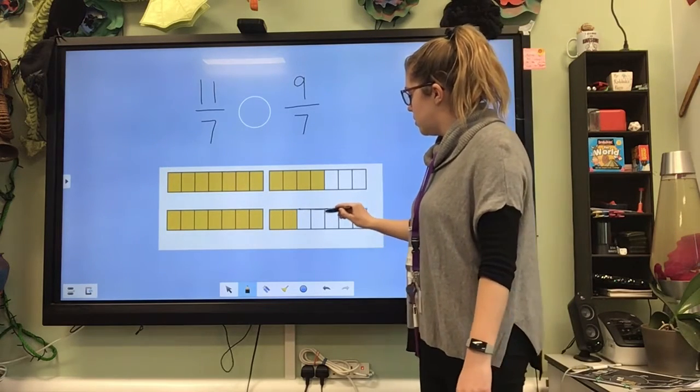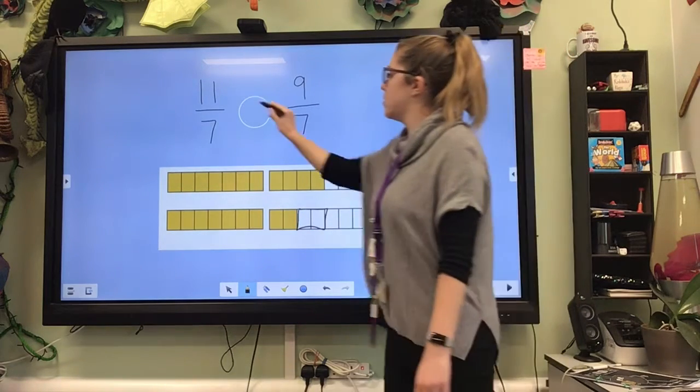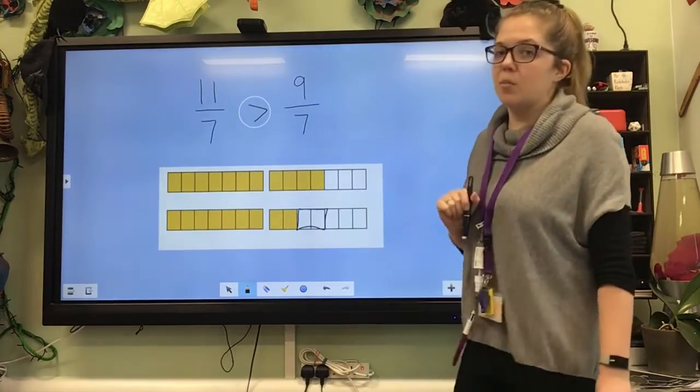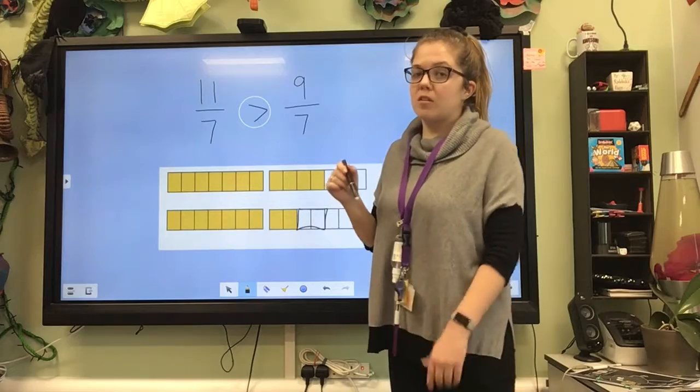The 11 sevenths has 2 more sevenths. There's 2 more sevenths than 9 sevenths. So we know straight away that that is bigger. When the denominators are the same, all you need to do is look at the numerators. We learnt that yesterday.